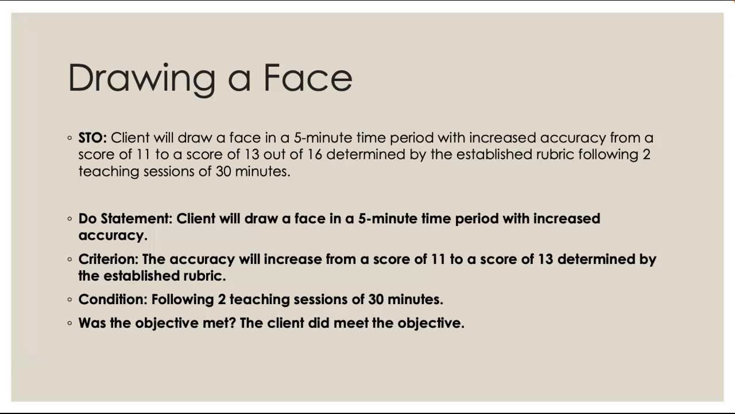So there we have our do statement. The client will draw a face in a 5-minute time period with increased accuracy. Our criterion, the accuracy increase from a score of 11 to a score of 13 from that established rubric, and then the condition following 2 teaching sessions of 30 minutes. And the objective was met. The client did meet the objective, so let's take a look at that.